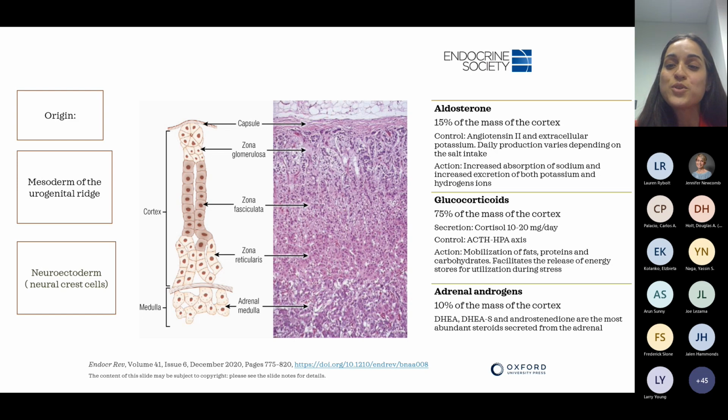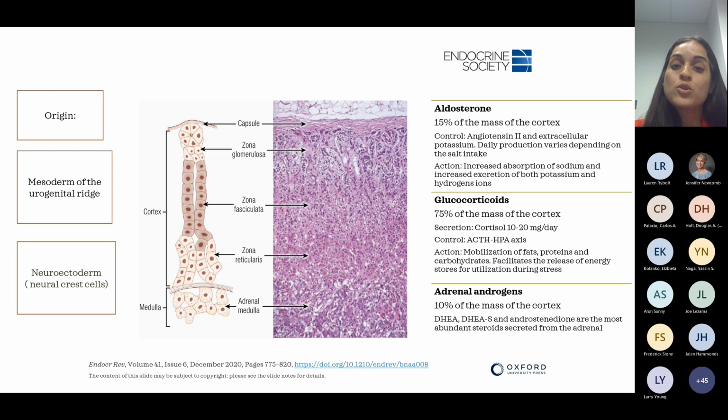And interestingly, they are going to grow rapidly. And during mid-gestation, they can be larger than the kidneys. The adrenal cortex is going to differentiate fully into the 3 zones around age 3. And then when we are evaluating the cortex, the zona glomerulosa is going to produce aldosterone, and the zona glomerulosa is going to represent around 15% of the mass of the cortex.